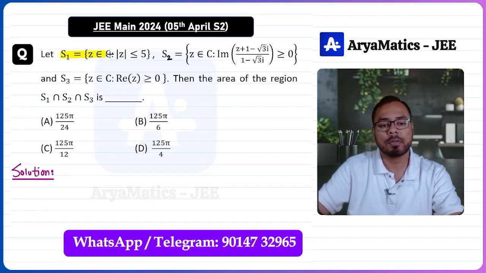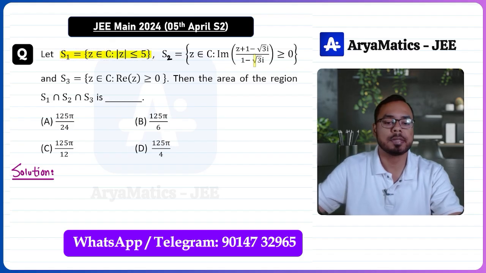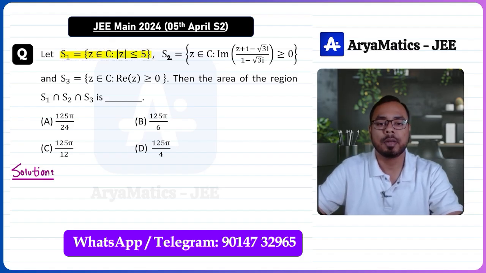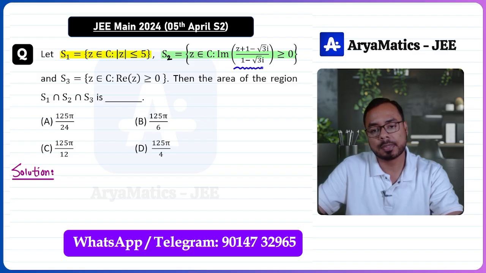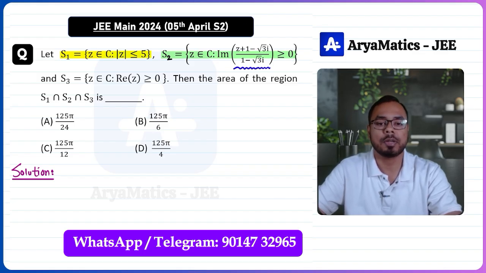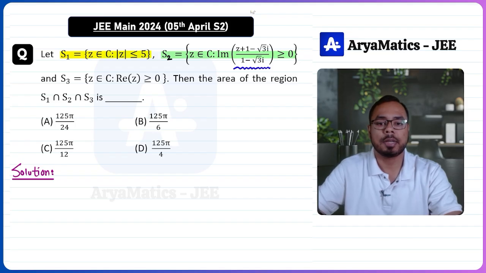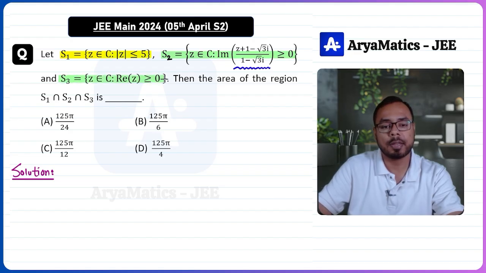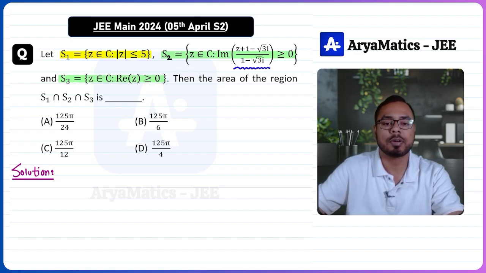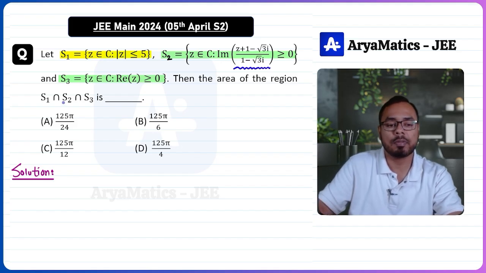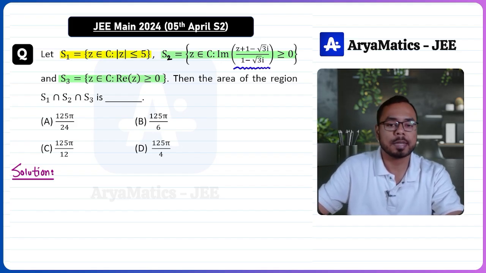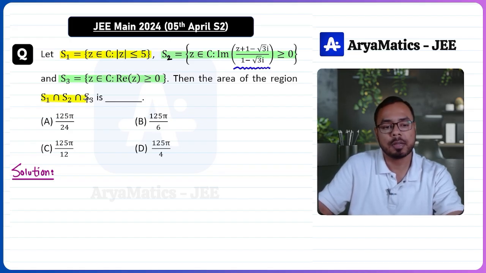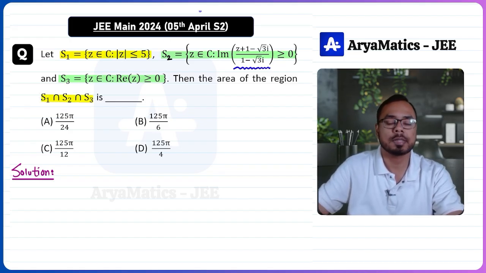Let S1 be the set of complex numbers satisfying the condition that mod z is less than or equal to 5. S2 is another set of complex numbers satisfying the condition that the imaginary part of the complex number is non-negative, greater than or equal to 0. And then S3 is the set of complex numbers satisfying the condition that the real part of z is either positive or 0. Then we have to find the area of the region bounded by the intersection of these three, right? Area of the region S1 intersection S2 intersection S3.